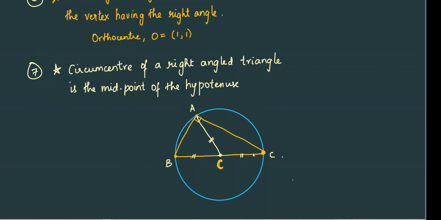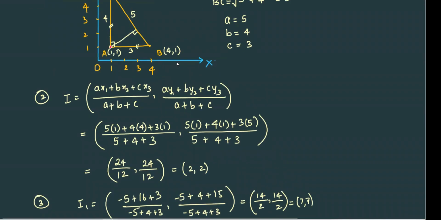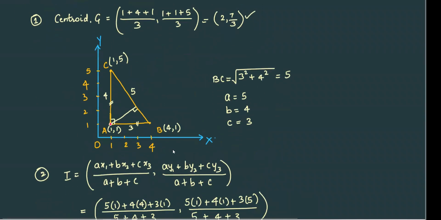because for a right angle triangle, if you draw a circumcircle, hypotenuse will be the diameter. The midpoint of the hypotenuse will be the circumcenter. Therefore, circumcenter, did you understand what I said? Yes, sir. So circumcenter C will be midpoint of BC. In our problem, A is the vertex, midpoint of BC.